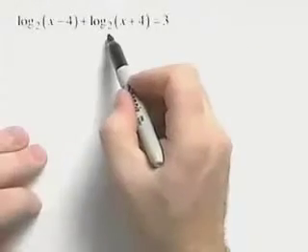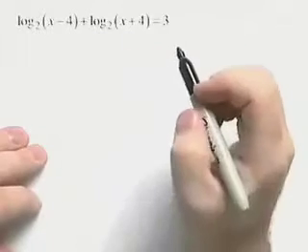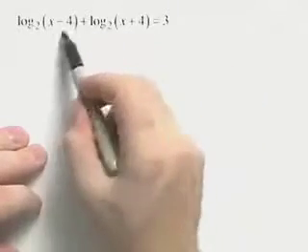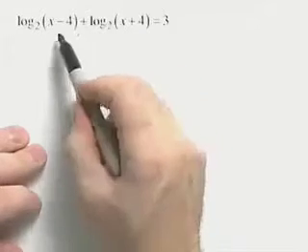For this problem, we're going to solve a logarithmic equation. Here we have log base 2 of x minus 4 plus log base 2 of x plus 4 is equal to 3. I'm going to solve this for x. We have these two logs on the same side here with the same base, so we can use our rules for logarithms to combine these together.